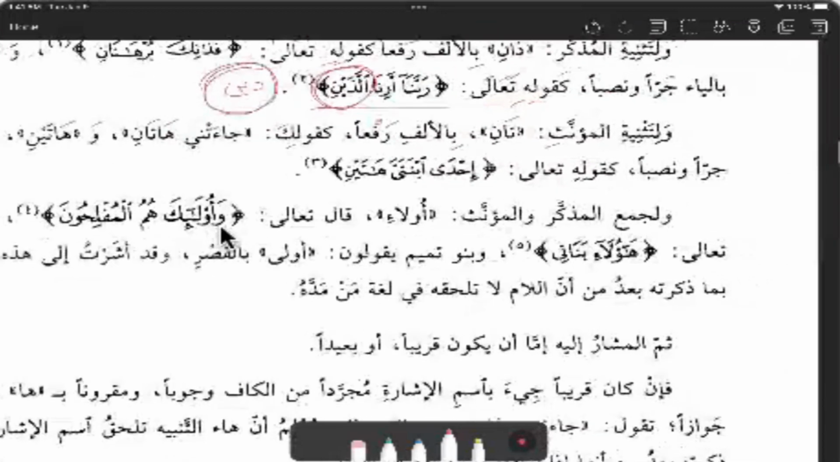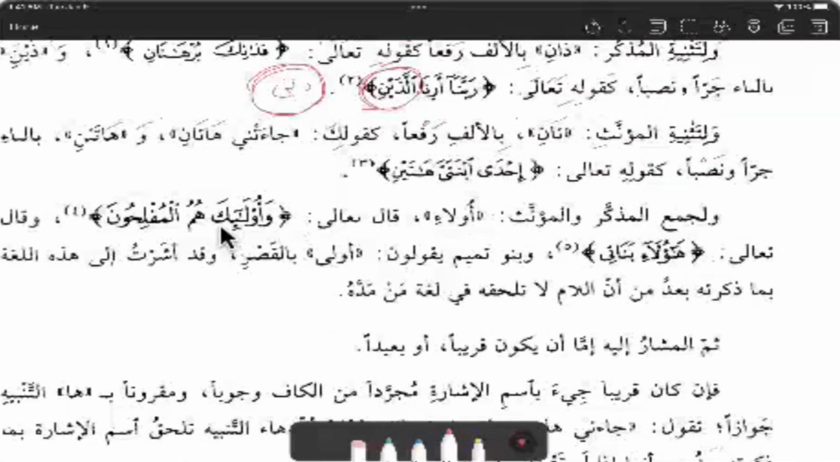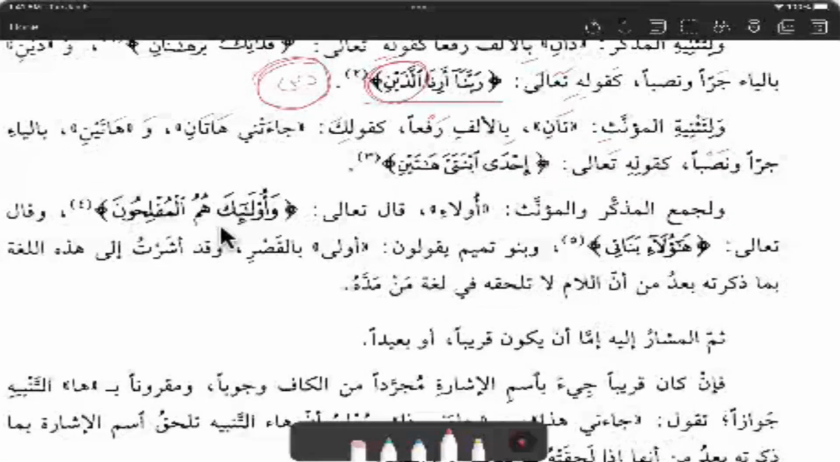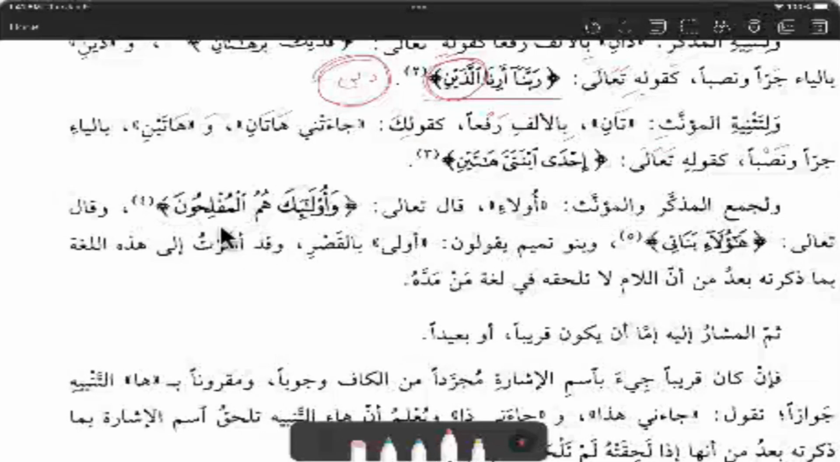وَهَاتَيْنِ بِالْيَاءِ جَرًّا وَنَصْبًا. And hataini with a ya in the states of jar and nasb. كقوله تعالى إحدى ابنتي هاتين. Like when Allah says, citing Prophet Shu'aib, when he was talking to Musa, and he told Musa, I want to give you in marriage to one of these two daughters of mine. إحدى ابنتي هاتين. One of these two daughters of mine.